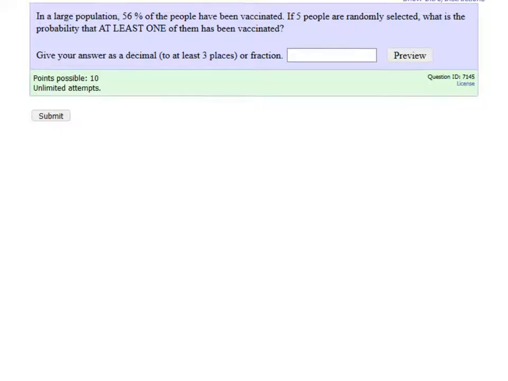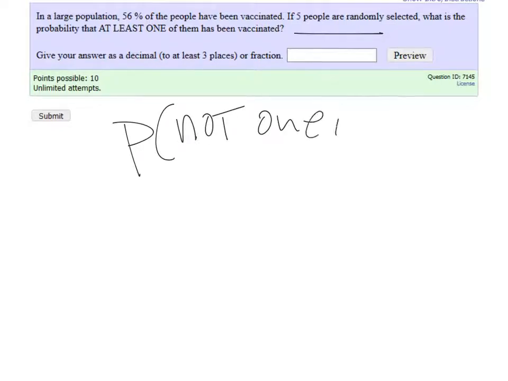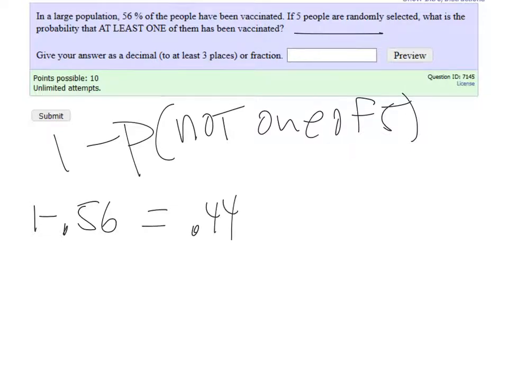Let's find the probability that none of the 5 people got a vaccination. Once we find the probability of none, of not one of the 5, then we can just subtract that from 1, and that'll include all the other probabilities of 1 person, 2 people, 3 people, etc. So since there's a 56% chance of somebody being vaccinated, the complement of that will be 1 minus that. So if I'm doing my arithmetic right, that's 0.44. That's the probability that none of the people have been vaccinated.